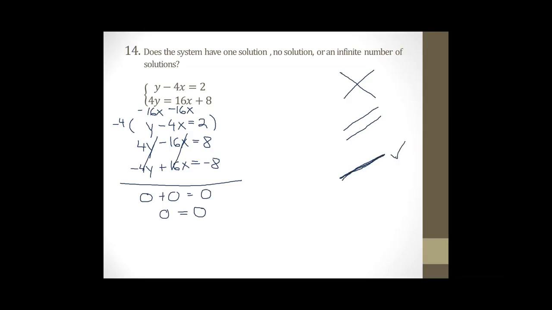So that means there is an infinite number of solutions, because every single solution from one equation is also a solution from the second equation. So infinitely many solutions for this system. Whenever you get a true statement, it's infinitely many solutions.